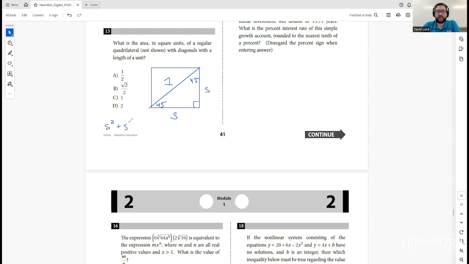So S squared plus S squared is equal to 1 squared. 2S squared is equal to 1. S squared is equal to half, which actually, because we're looking for the area, we can stop here. You don't have to go all the way to find the length of S and then multiply it by itself. So we can pick the answer A. So it's always good to remember the question when you're solving these types of problems.